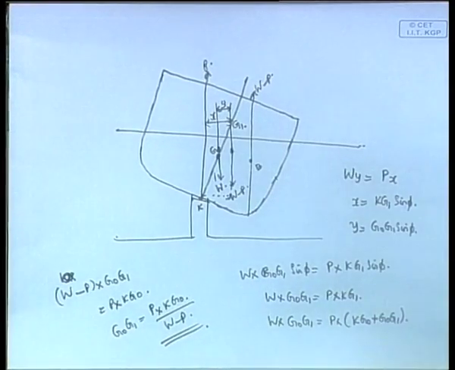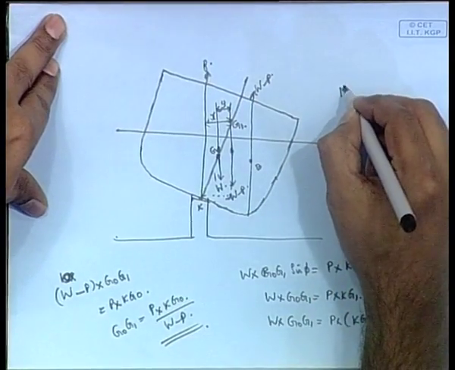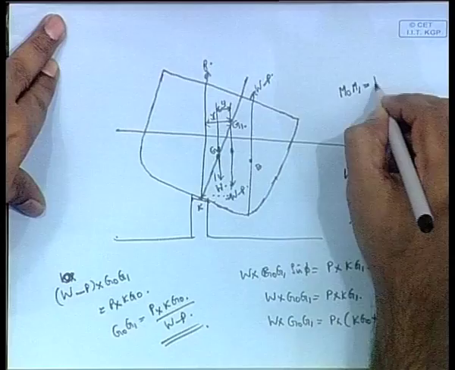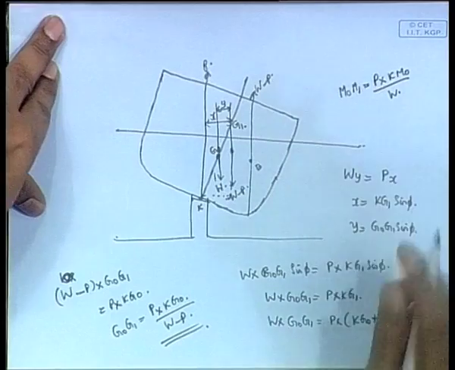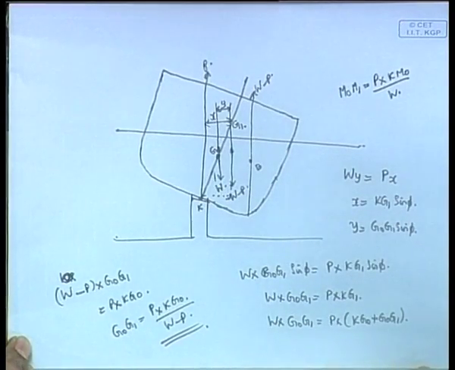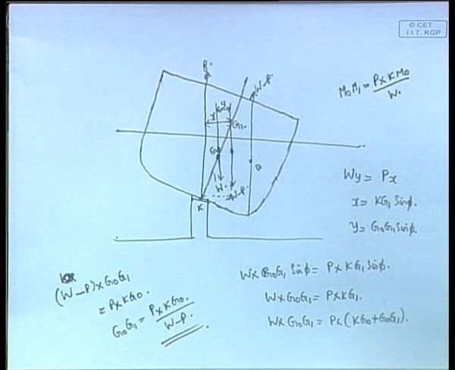Now what did we get for the previous case? We saw that M0M1 was P into KM0 divided by W. At any rate, we will do some problems to compare the values. So these are two ways in which you are doing the problem, one in which M comes down, one in which G goes up. The problem is the same, it is just two ways of doing the problem.